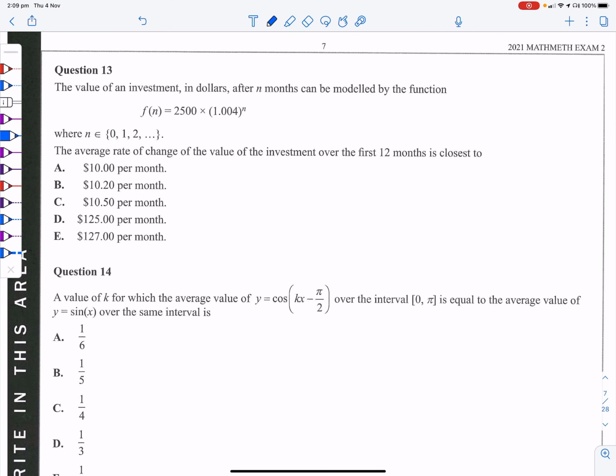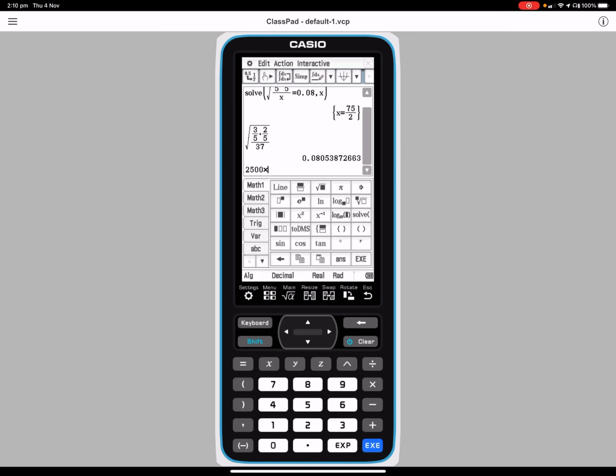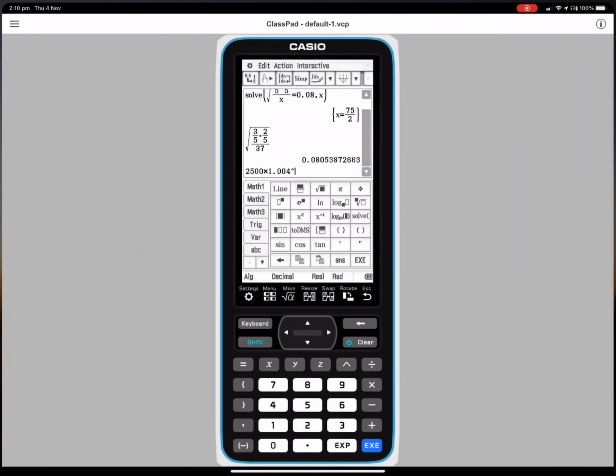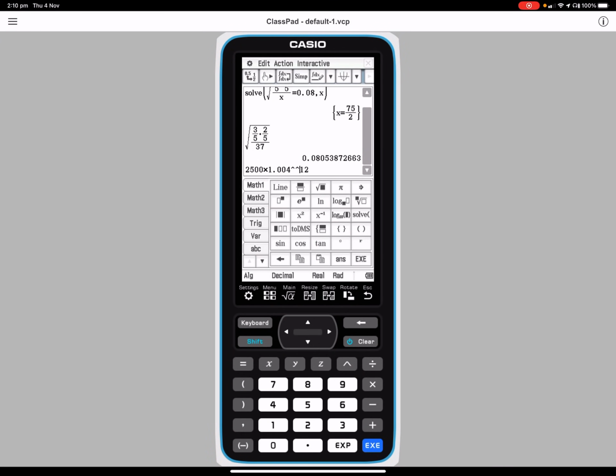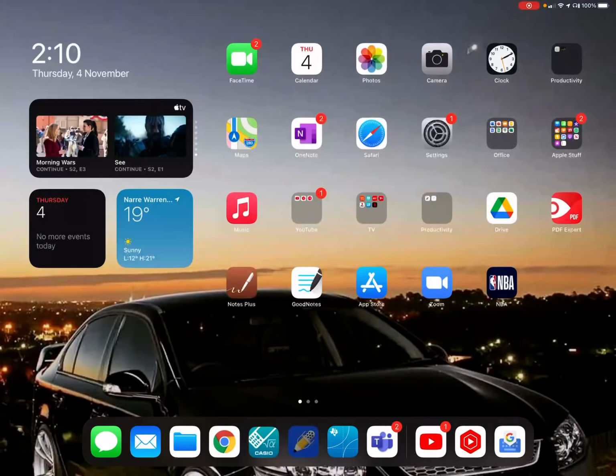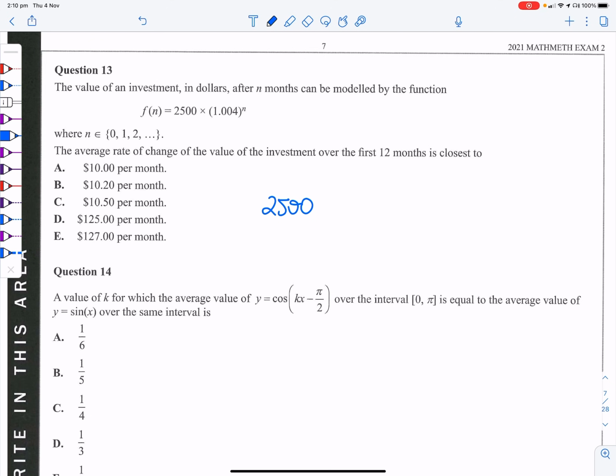Okay, the value in dollars after n months is given by that function. The average rate of change over 12 months is... Okay, so if I put 0 into that, I get 2,500. If I put 12 into it, 2500 times 1.004, is it 3 zeros or 2, to the power of 12. Okay, we get that minus 2,500, divided by 12, 10.22222, which is closest to $10. The average in the first 12 months is, yeah, about $10.20 per month.